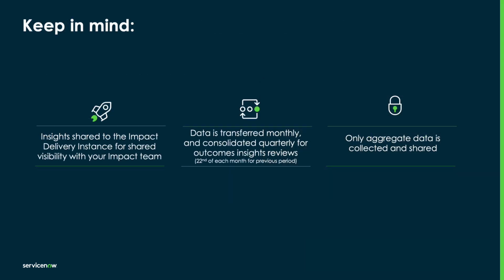A few important things to keep in mind. These apps enable sharing of out-of-the-box success metrics to the Impact Delivery Instance portal, where you and your ServiceNow Impact Delivery team can review these insights together. Second, data is collected monthly, then aggregated and transferred to Impact on a quarterly basis. Please note that this process will vary if you are a customer in a regulated environment. And lastly, only aggregated data is collected and shared. For example, counts, averages, and sums, depending on the metric. No personally identifiable data is collected. With that, let's get started.